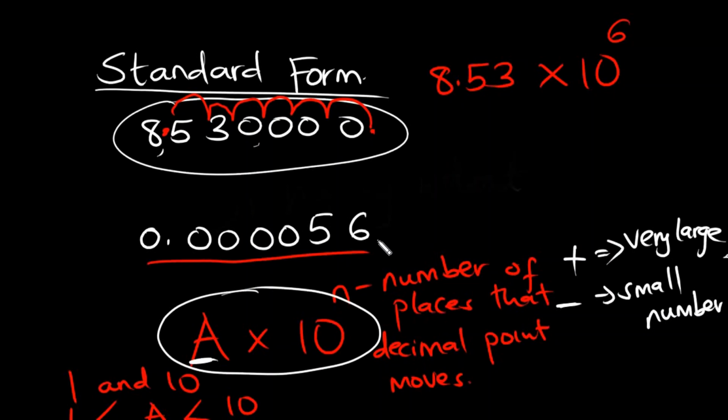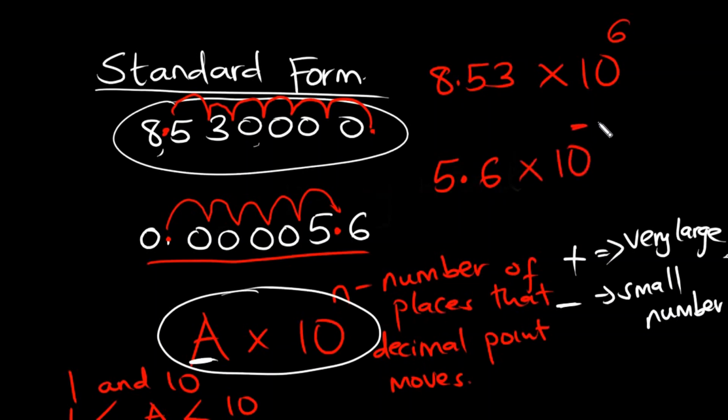Where do we need to place the decimal point in such a way that we would get a number that is between 1 and 10? It means the decimal point would be right here, between 5 and 6. Then the question is, how many places will the decimal point move for it to get there? So it moves 1, 2, 3, 4, 5 places. So it would be 5.6 times 10 to the power of negative 5.